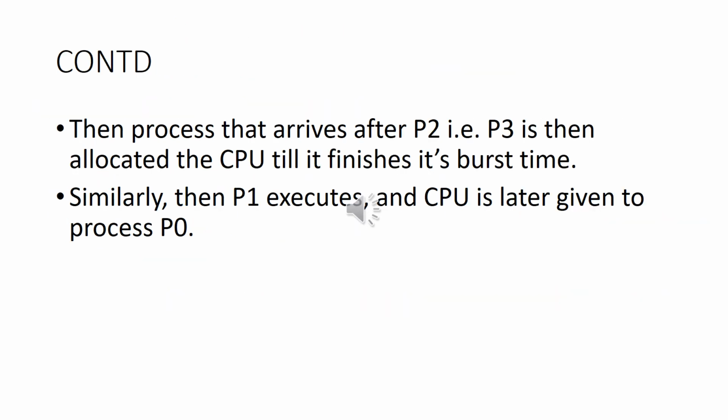From the question it is clear that during those 6 milliseconds, which is the execution time of P2 which came at time t equal to 0, all other processes arrive. So the processor has to start with the next process. After the completion of P2, it starts executing P3, which came second. Then after executing P3, P1 will be executed. After that, the CPU is given to process P0. So this is the algorithm called first come first serve.